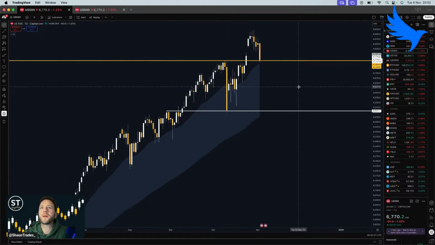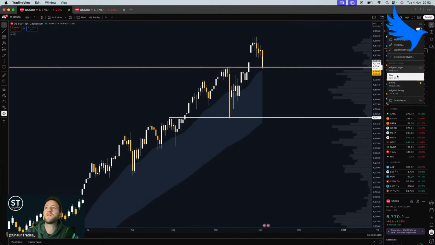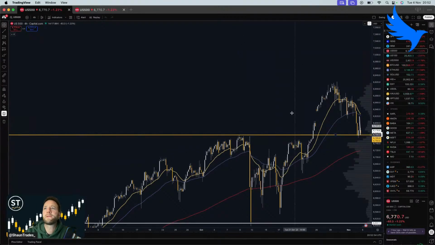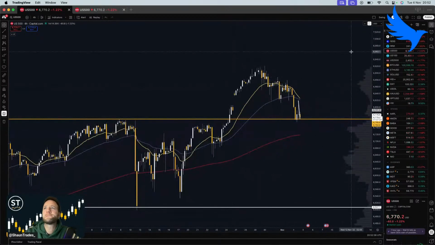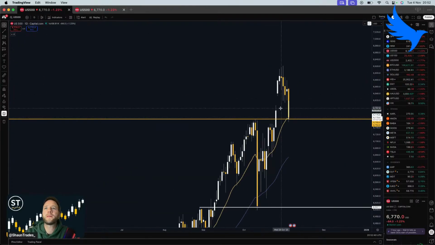This is the top of the cloud. It's also the 20 moving average, which I don't have on this particular one. Let's go to normal swing. It's a 4-hour chart. Yeah, so there you go.